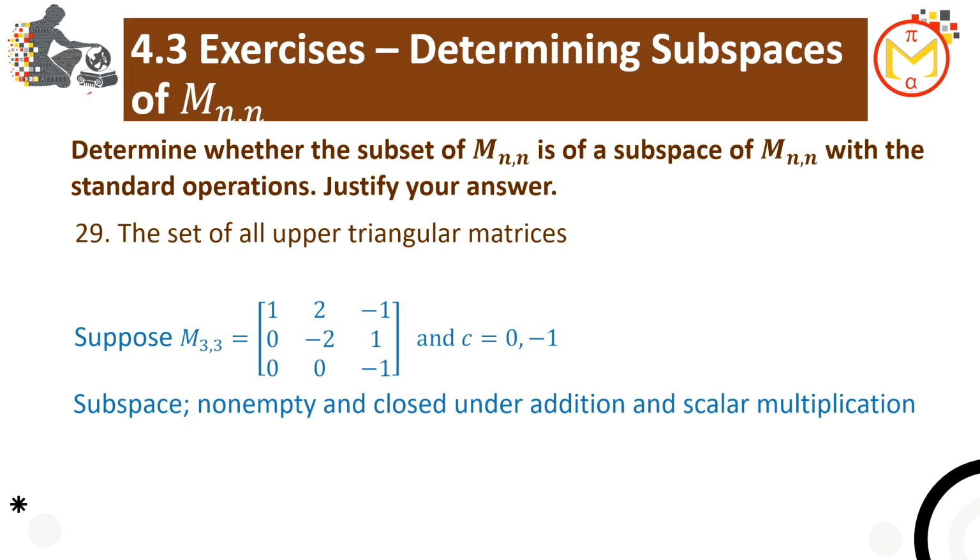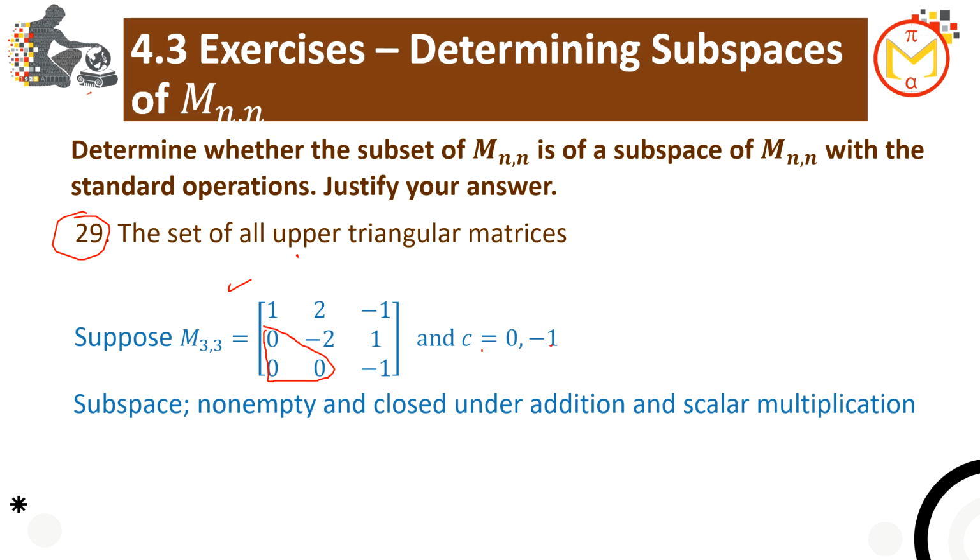m by n, the set of all upper triangular matrices. Number one problem, set of all upper triangular matrices. Again, for an upper triangular matrix, the lower portion entries are all zeros. Let's just consider an example. You can prove with an example, or you can prove using variables. Now, if my c is 0 or negative 1, let's check if it is a subspace.